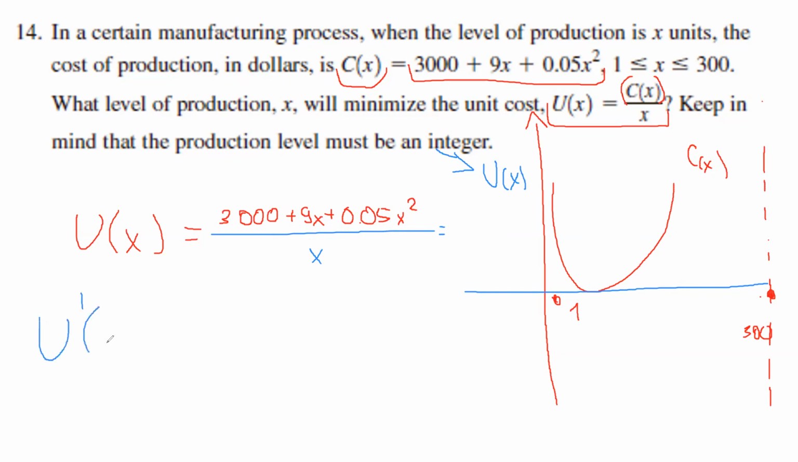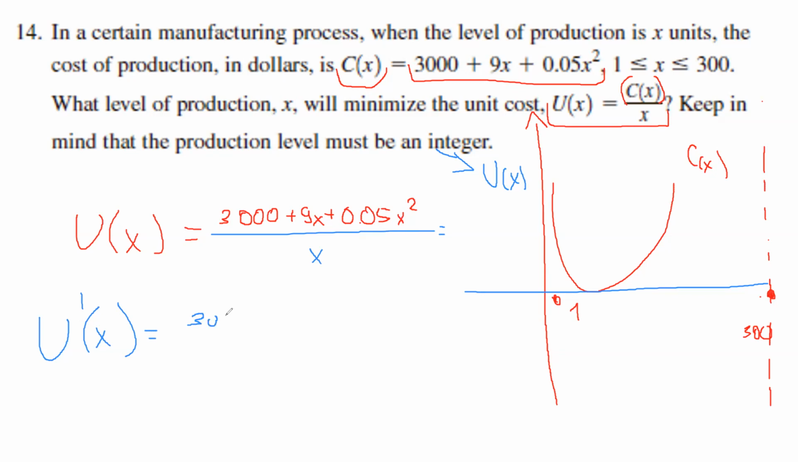So u prime of x equals, what is the formula for the quotient rule? f of x times g prime of x. Okay, so f of x, let's go step by step. Here is the... weird, I cannot copy paste it, then I just write it again.